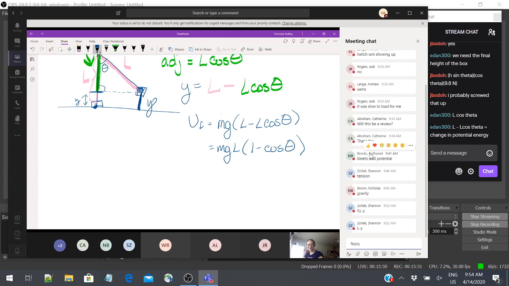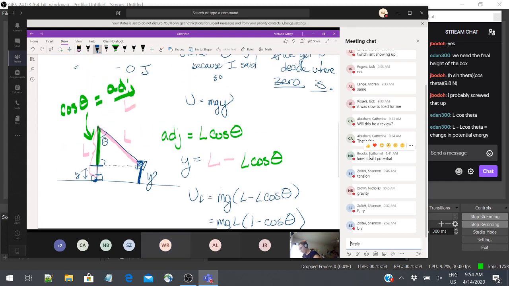Can you hear the Carolina wren outside my window? Very cute.